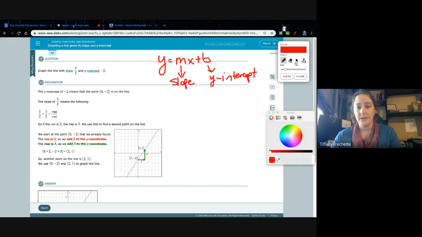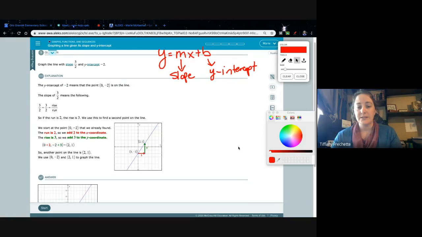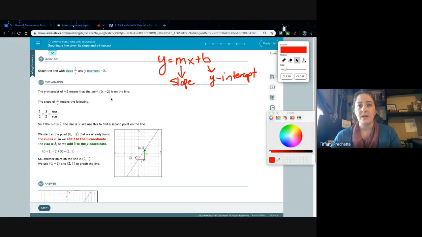One of the main things we need to remember is that we start at the y-intercept. So we start at the y-intercept at -2. And y-intercept just means where it crosses the y-axis. So we start at the origin, we go down to -2, and we put our first point.